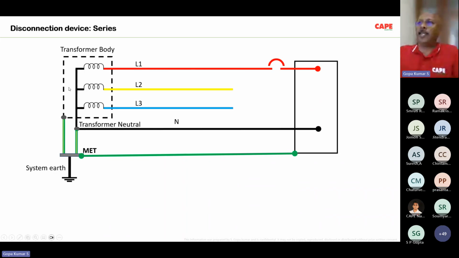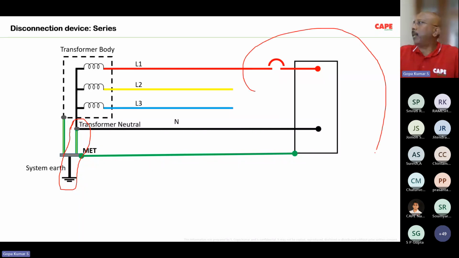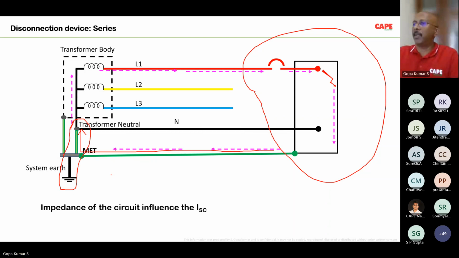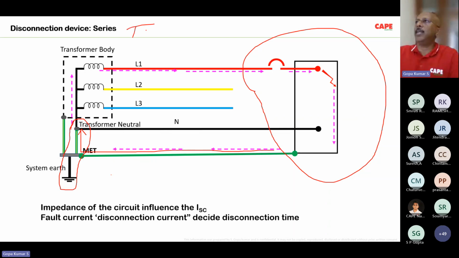So this is a TN system. TN system in the sense, the first letter is the transformer neutral. The star point is somehow connected to a reference. So this is T. Now, in the consumer premise, the entire metallic parts of the consumer premise are connected back to the neutral through a metallic conductor. This is called a TN-S system. Here the S stands for a separate neutral and a separate protective conductor.